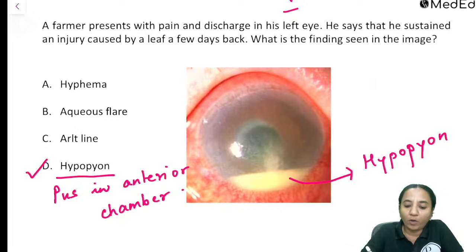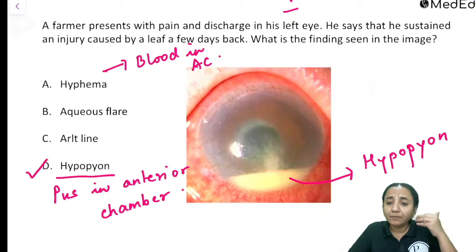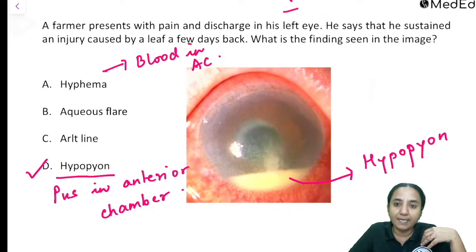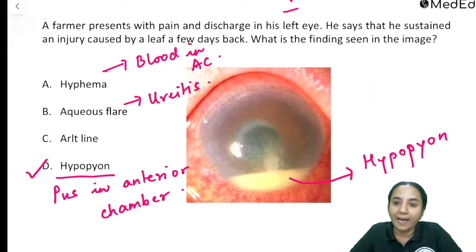Now hyphema, what is this? Hyphema is blood in the anterior chamber, seen usually after some kind of trauma. There may be other causes, but one of the common causes is trauma. Aqueous flare is turbidity of the aqueous in the anterior chamber. Why? Because of the increase in protein content. And where do we get to see this? We get to see this in uveitis.